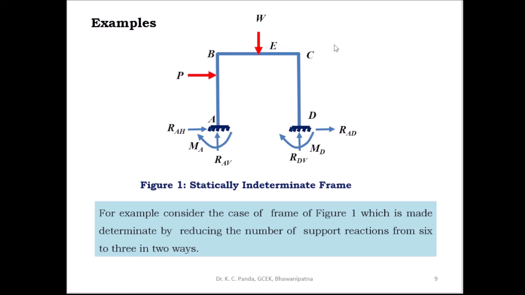This is an indeterminate frame, and the degree of static indeterminacy is equal to 3 because there are 6 reaction components but only 3 static equilibrium equations are available. So the degree of static indeterminacy is r minus 3, that is 6 minus 3, which is equal to 3. So the degree of static indeterminacy of this frame is 3.